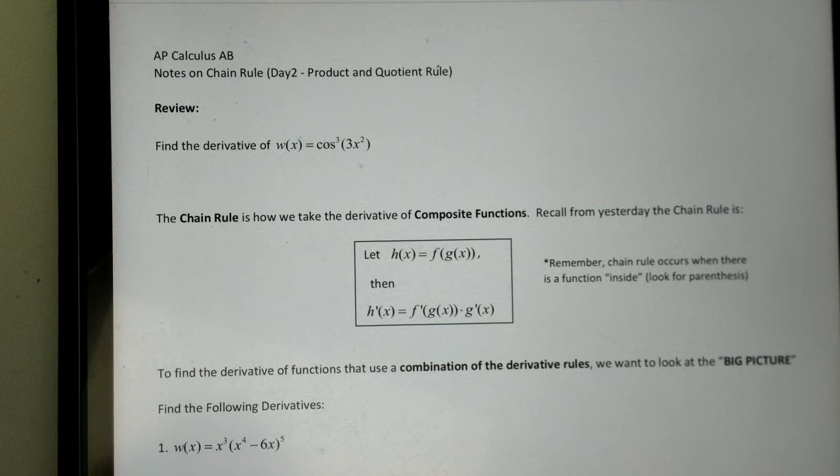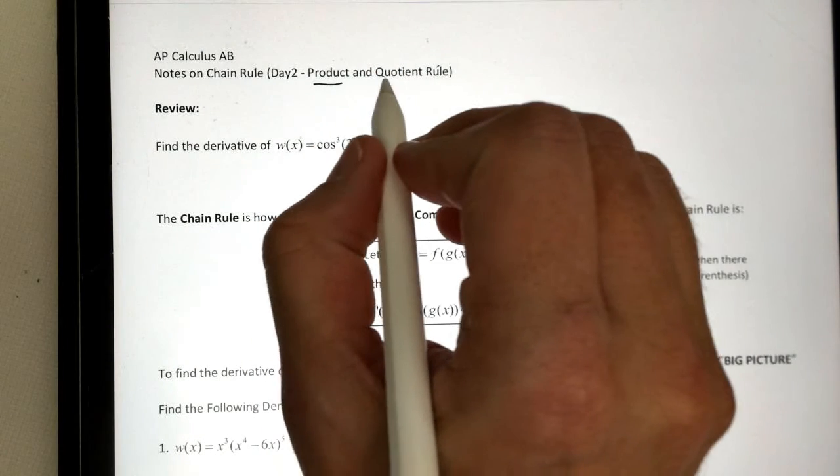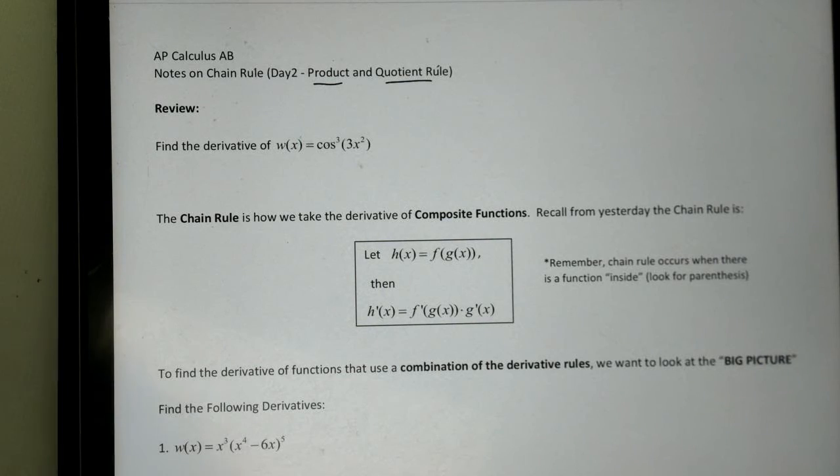Hello, welcome back. Today we're going to be looking at the chain rule. But today we're going to be looking at it when we apply it with the product and the quotient rule. So before we go ahead, let's review.